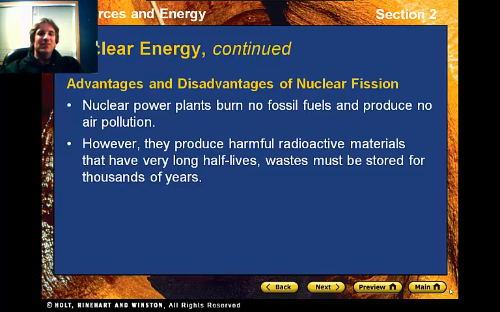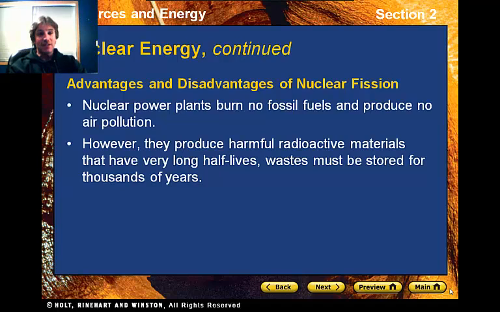However, the water is radioactive once it comes out of the fuel rods, and the fuel rods themselves, once they're used up, are waste too. A half-life is how long it takes a substance to break down. And we're talking about stuff that takes forever to break down. And when I say forever, I mean thousands of years.